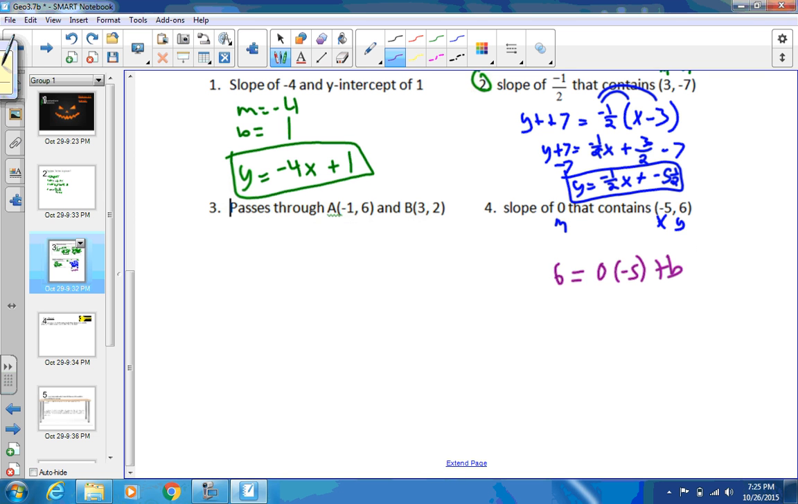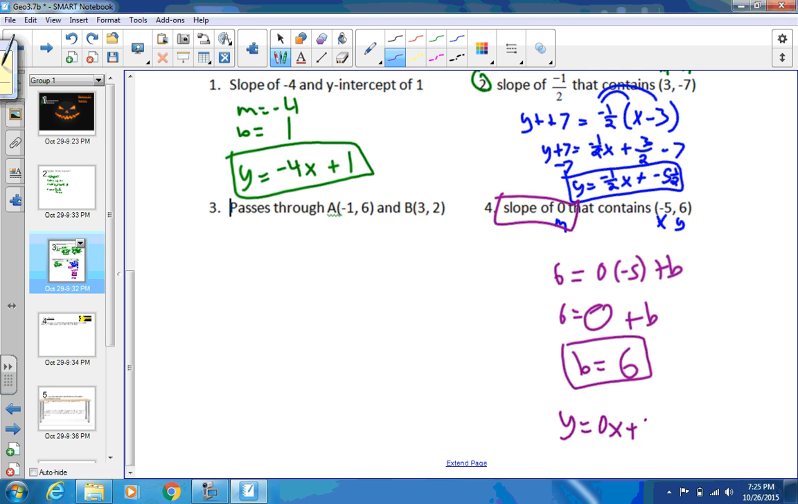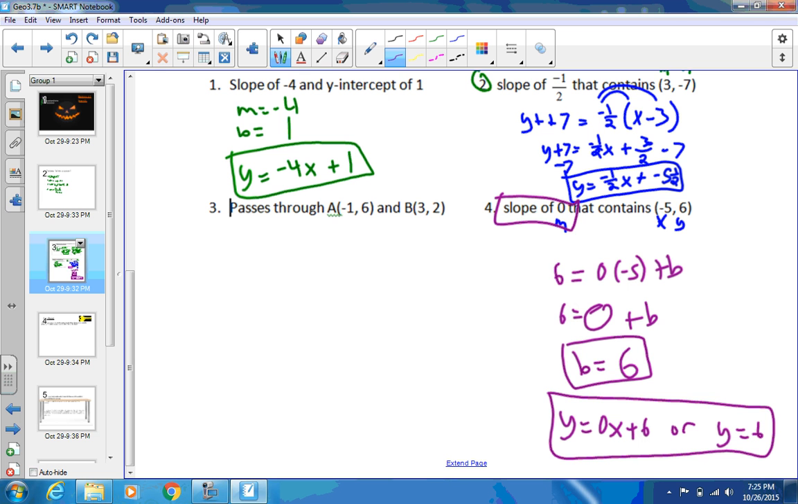This is actually nice because this becomes 0, so it's 6 equals 0 plus b, or 6 equals b. I know those look alike. So now we have our b, and we have our slope, which is our m of 0. So y equals 0x plus 6, or y equals just 6 would be the other way. So if y equals 6, then it's going to be a horizontal line crossing the y-axis at 6.